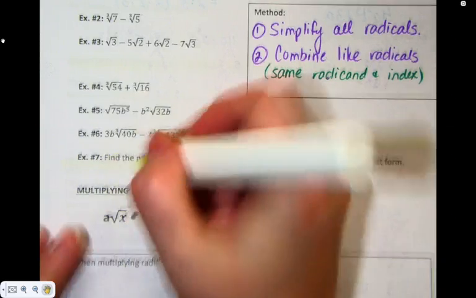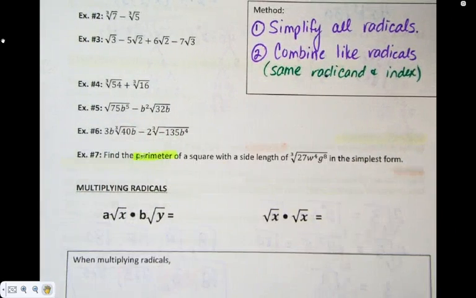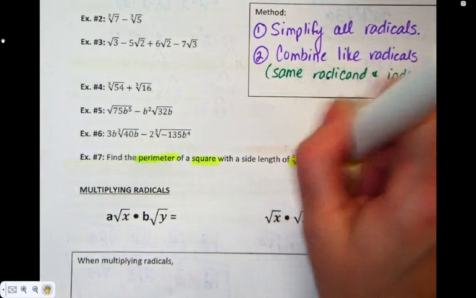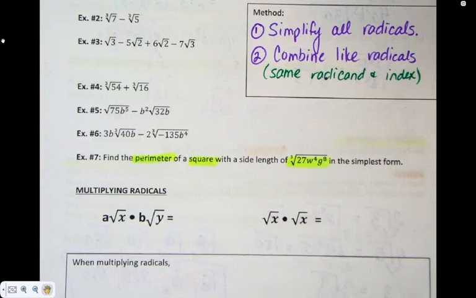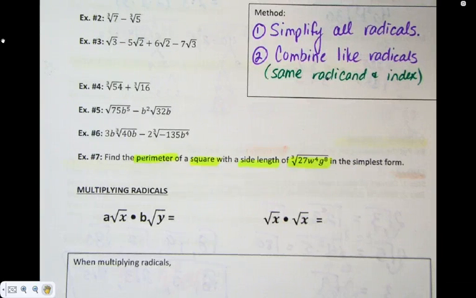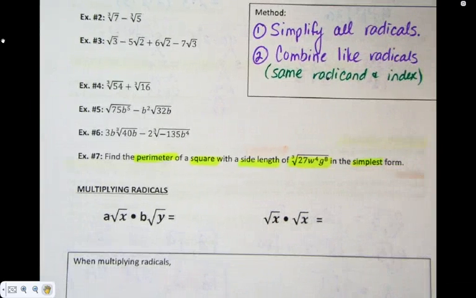So obviously, perimeter, mathy word, very important. Square, mathy word, very important. This whole blah, blah, blah is very important, and we just need to attach something to it. What is that blah, blah, blah? Side length. And then there's probably another important word. Simplest. Telling you we need to do it as simple as possible.